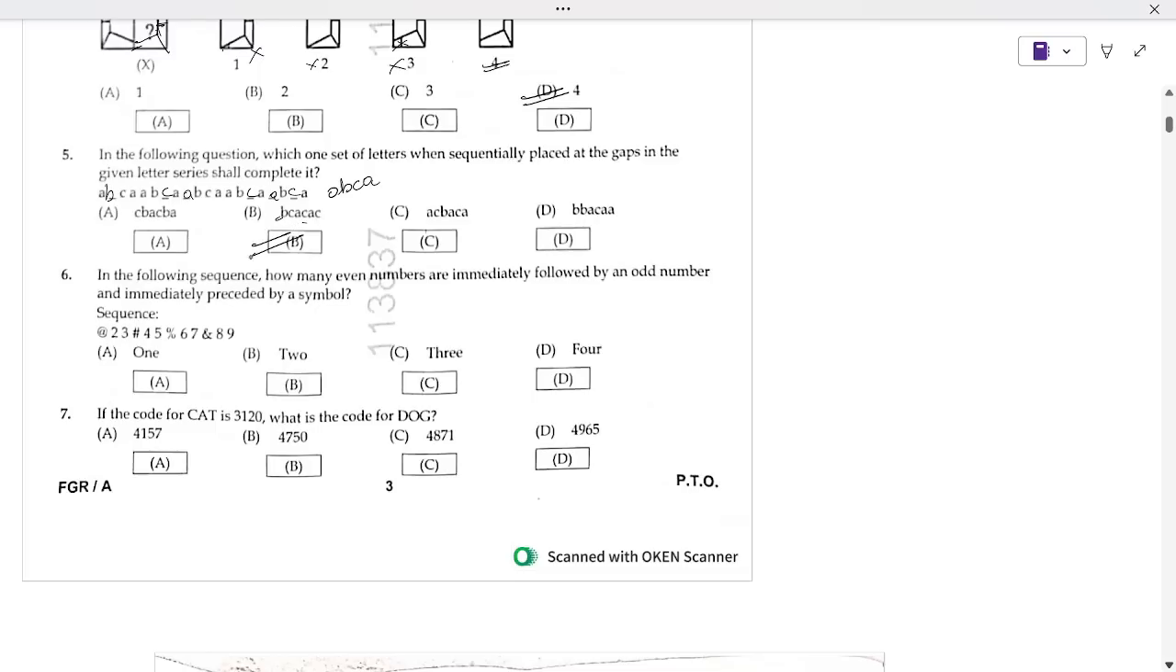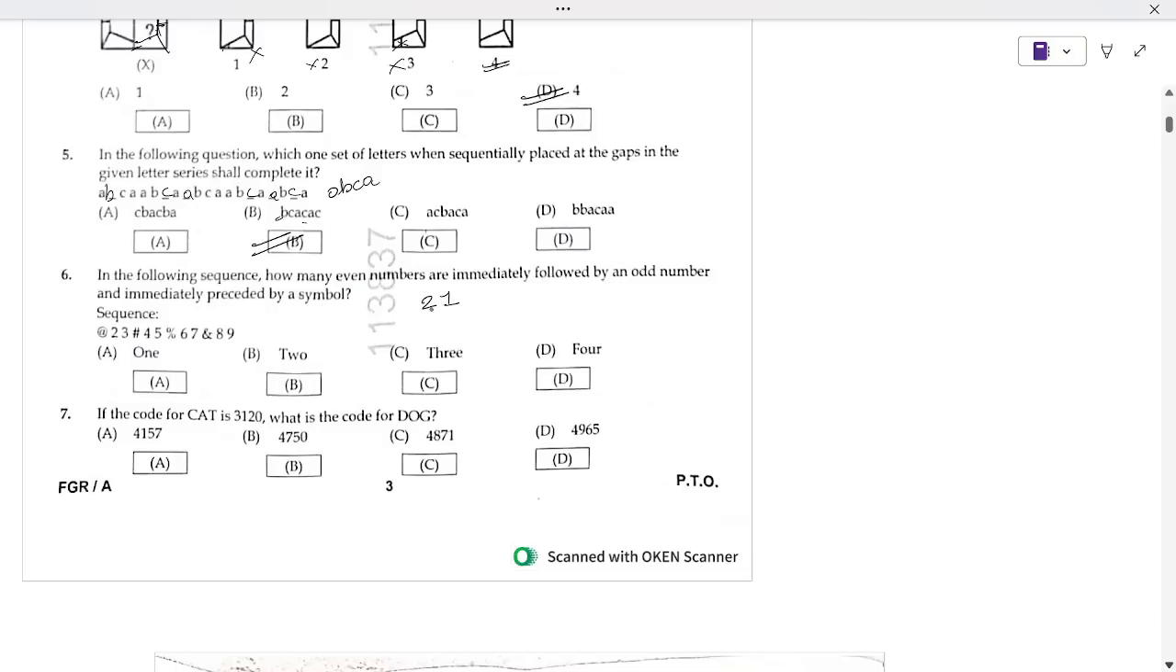Question number 6 is from reasoning again, alphanumeric series. They are asking us to find, in the following sequence, how many even numbers are immediately followed by an odd number. Let's take any even number, which is 2, followed by an odd number. Okay, let's take 1.